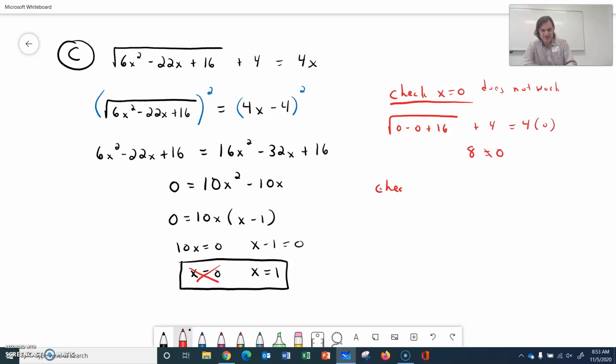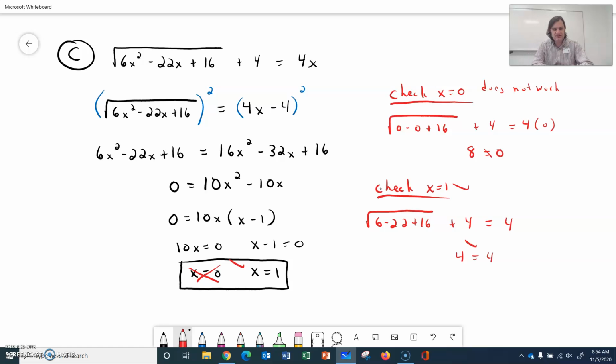Let's see here. We'll check the 1 now. So when I do that, I will have the square root of 6 minus 22 plus 16, and then plus 4 equals 4. So let's see here. That gives me under the square root 0. So I just get 4 equals 4. That's true. It works. So I get one answer, which is x equals 1. Okay. Good job.